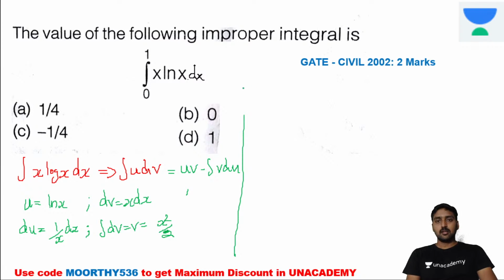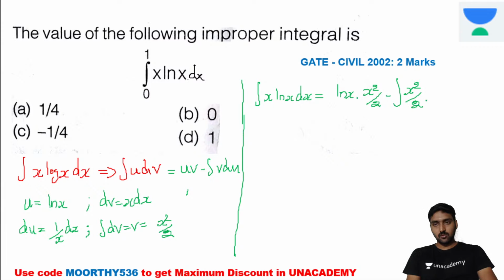Okay, listen, now I am doing it. Integration of x into logarithmic of x into dx is uv, logarithmic of x into v, which is x square divided by 2, minus integral of x square divided by 2 into 1 divided by x into dx.